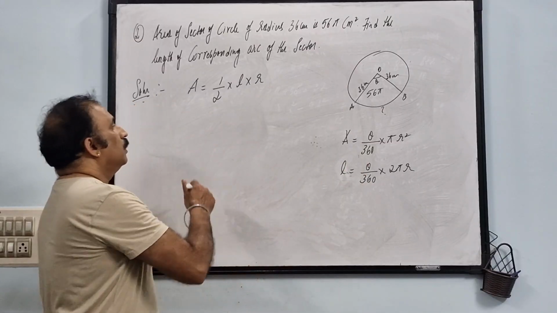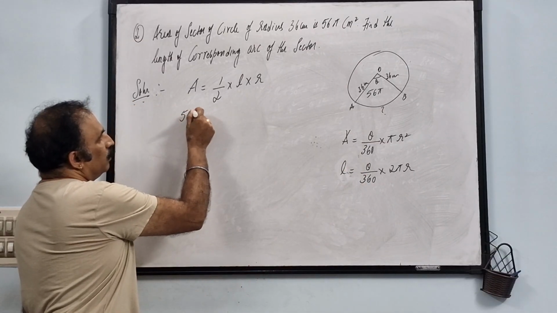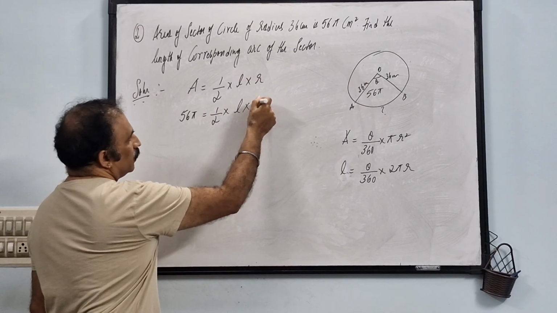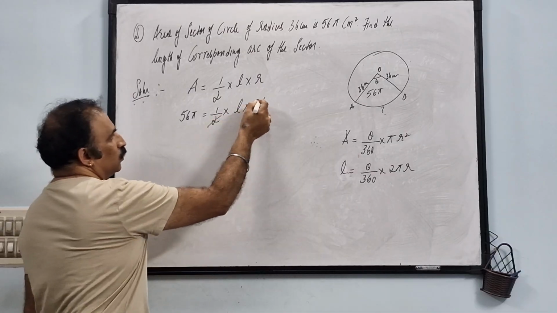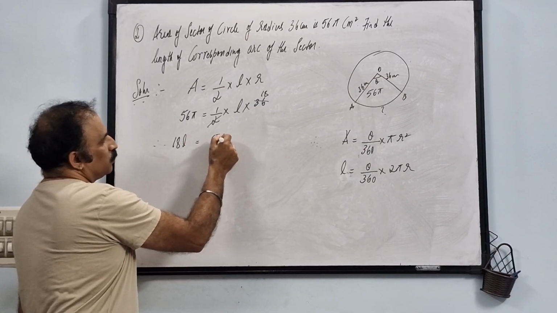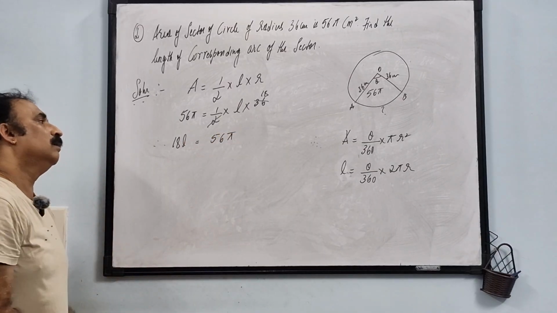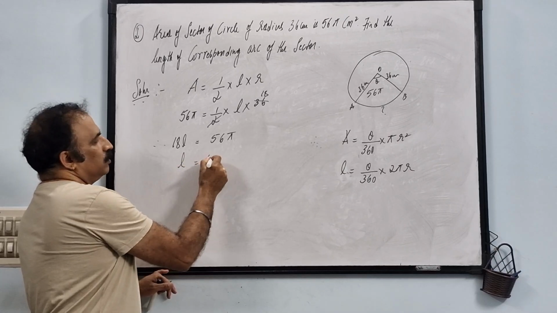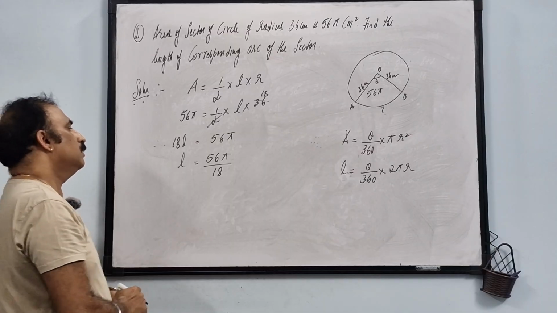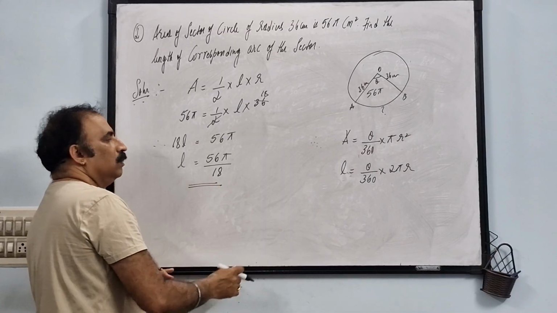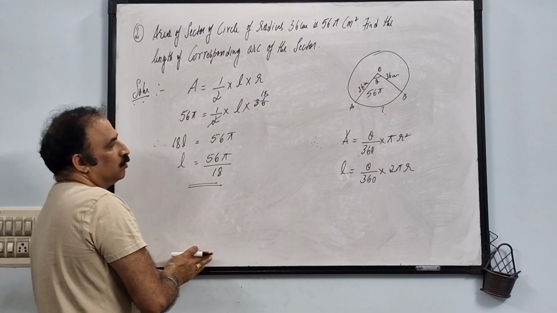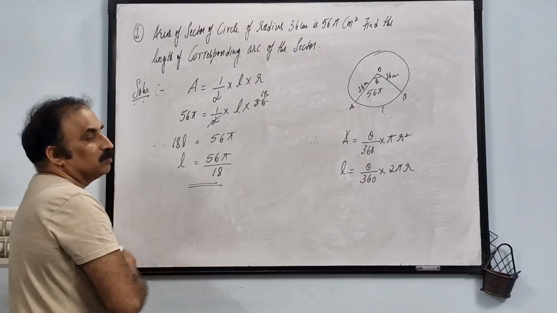Now here, area is given as 56 pi, which is equal to half into the length of arc into radius. Radius is given as 36. So 2 18s are 36, therefore 18L is equal to 56 pi. Whatever you find out, I keep it on the left-hand side and then divide 56 pi by 18. Now further you can cancel it and simplify. So this is the length of the arc. If you do it in that process, it is going to be the same, but it takes a longer process. So this is the length of arc which is to be found.